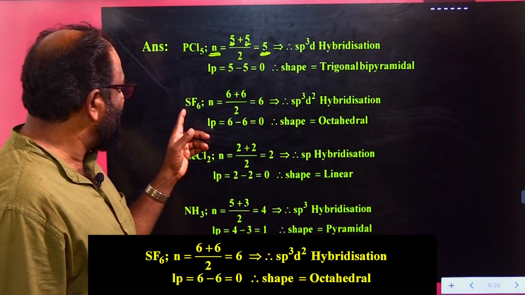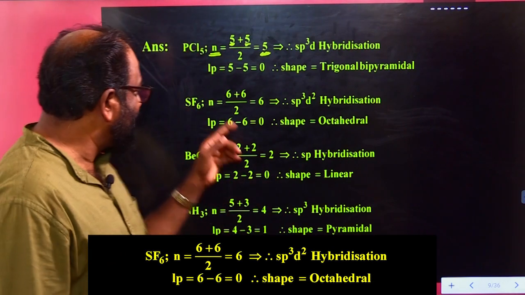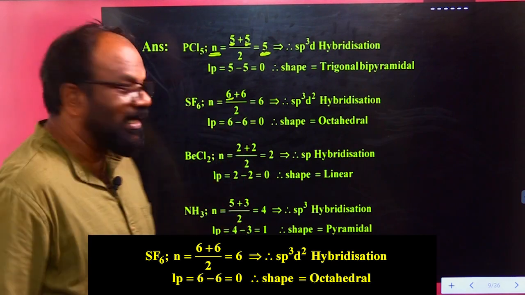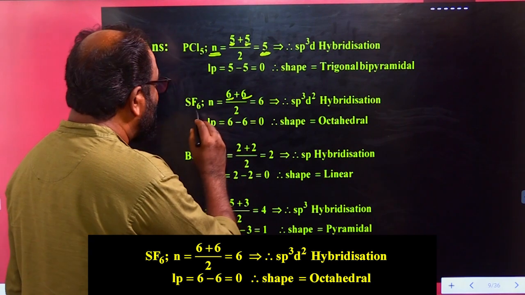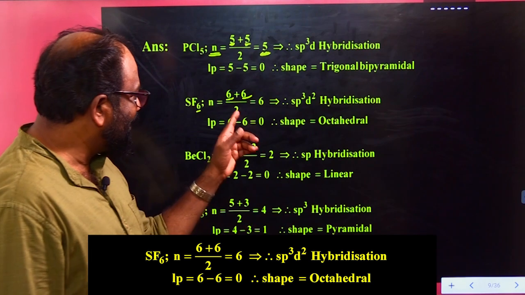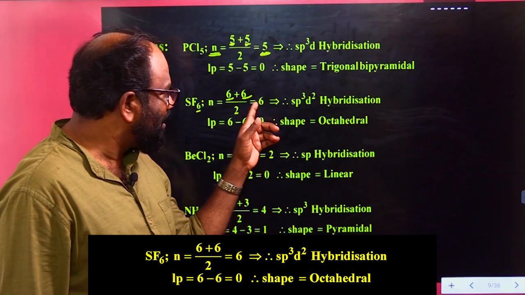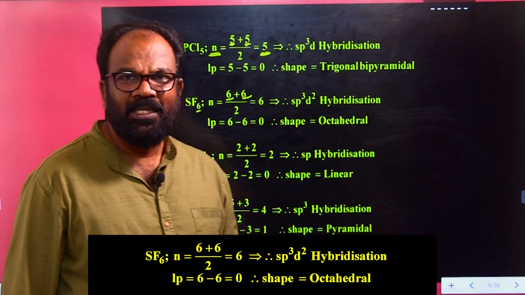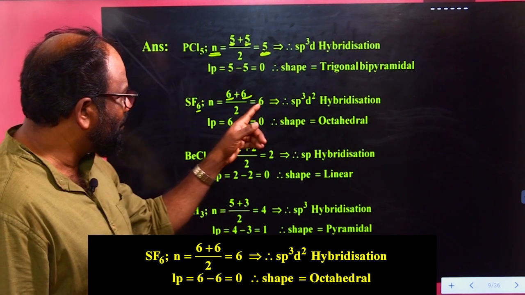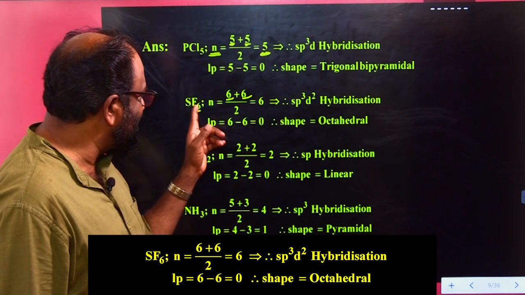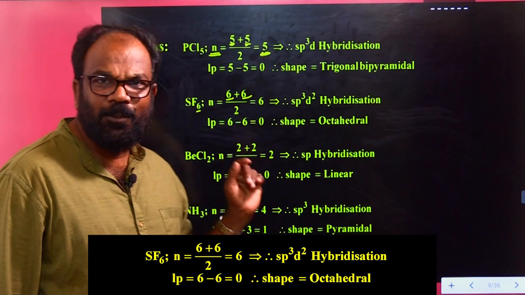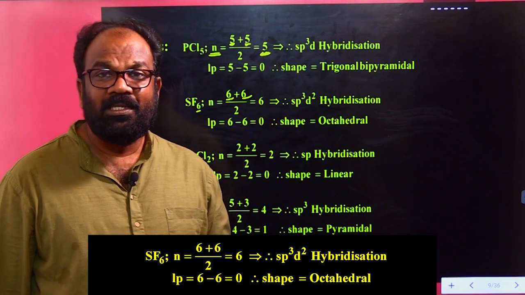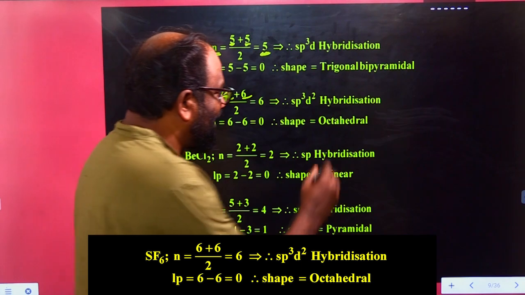The second compound is SF6. Number of hybrid orbitals is equal to its valence electrons 6 and the number of monovalent atoms 6, there are 6 fluorine atoms, divided by 2. Therefore number of hybrid orbitals is equal to 6. So the hybridization is sp3d2 and the number of lone pairs is equal to number of hybrid orbitals minus number of groups, that is equal to 0. sp3d2 hybridization with 0 lone pair. Therefore shape of the molecule is octahedral.